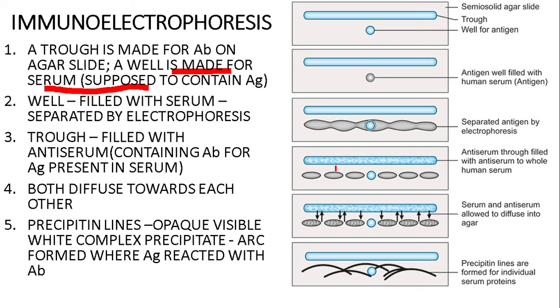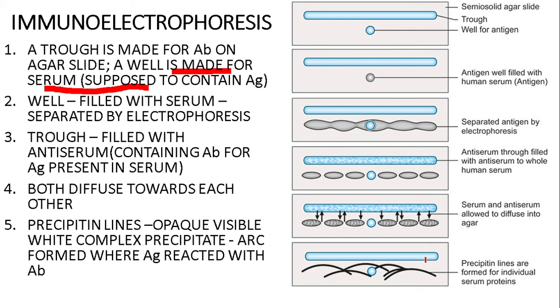Thereafter, what happens? We are adding the antiserum into that trough. Remember, before or during electrophoresis, we have not added anything in the trough. The trough is empty, it is vacant. After electrophoresis, we are adding the antiserum, which is actually containing the antibody, into the trough, and both will diffuse towards each other. The serum from the trough and the antigen separated from the blood samples, they are diffusing towards each other.